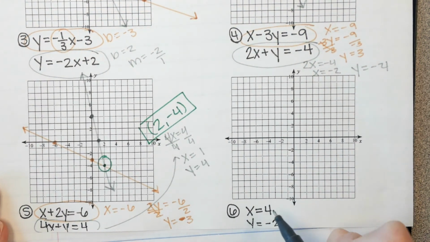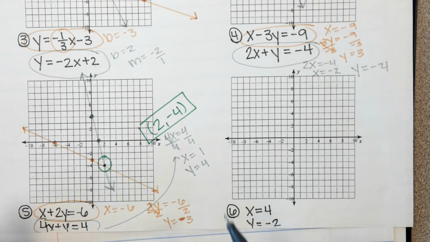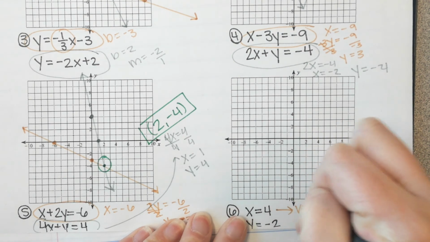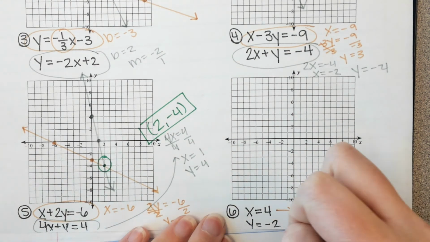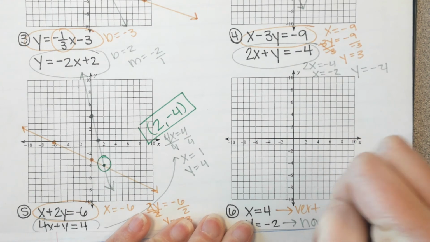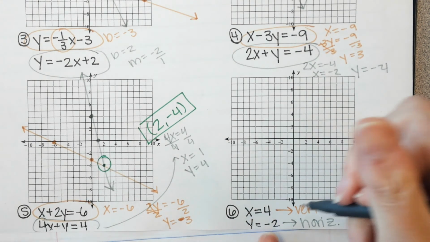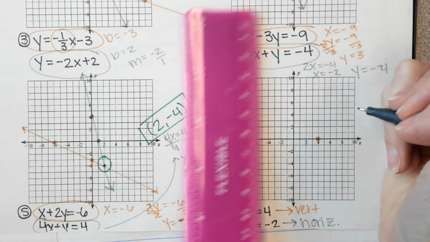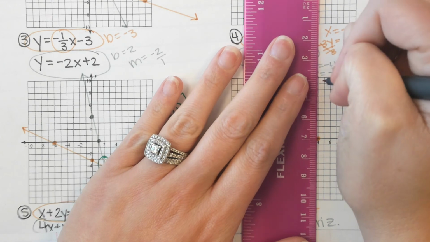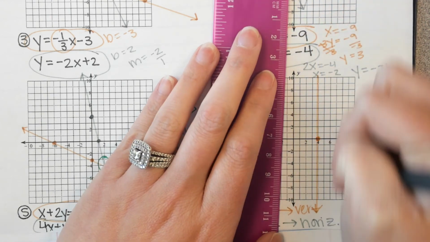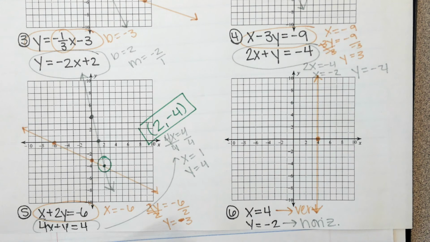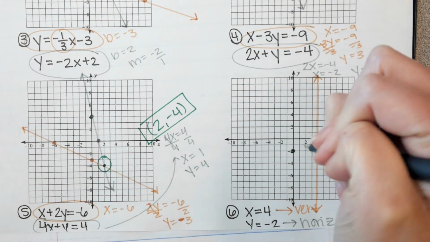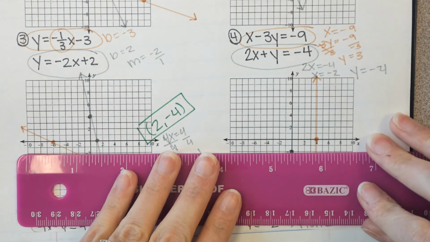Now, the last one is a little bit different. We're given x equals 4 and y equals -2. So when you're given x equals, that's going to be a vertical line. And when you're given y equals, it's going to be horizontal. Okay? So let's do the x equals 4 first. We're going to go to 4 on the x-axis, and you're just going to make a vertical line. So it's just going to go straight up and down right on that grid line. Y equals -2. We're going to go to -2 on the y-axis, and we're going to make a horizontal line, again, right on that grid line.